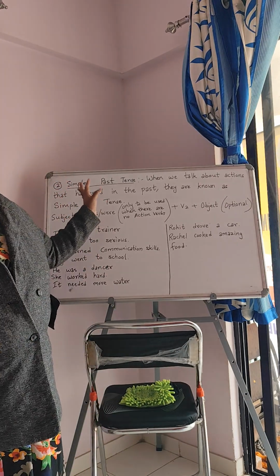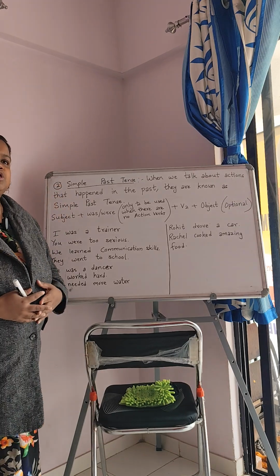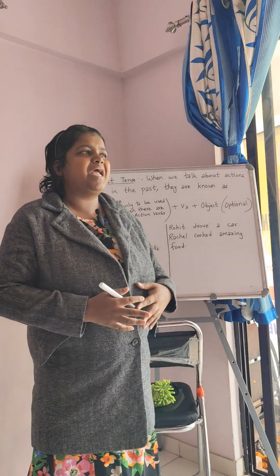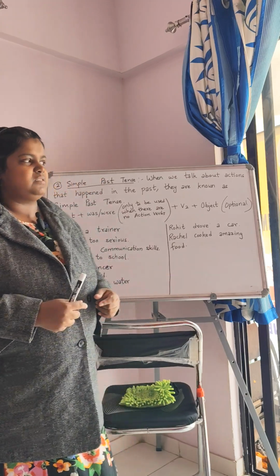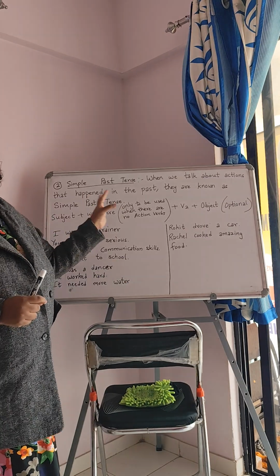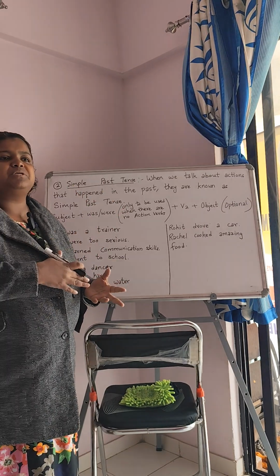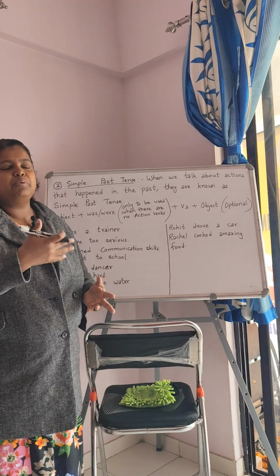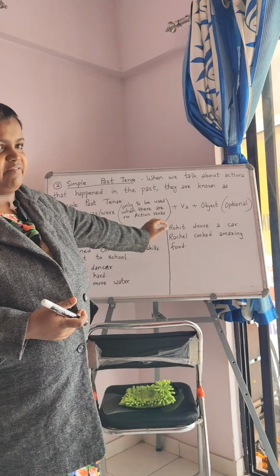Today we are going to discuss simple past tense. Now what is simple past tense? When we talk about an action that happened in the past. Any action that has already happened in the past, when you talk about that, it's simple past tense. Because this is one event, one action that happened in the past, we do not call it indefinite past tense. Like simple present tense was also known as indefinite present tense.